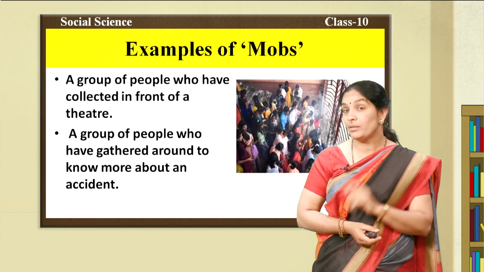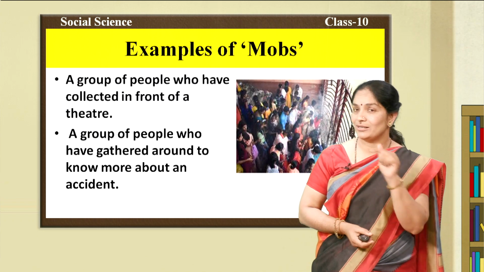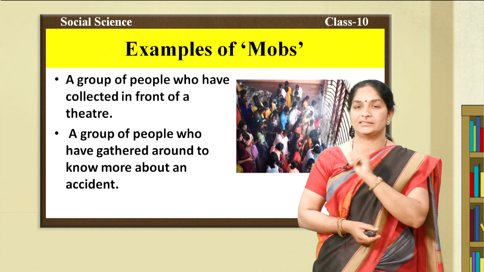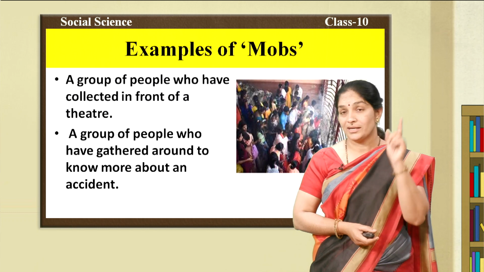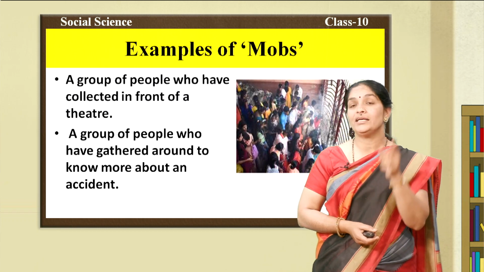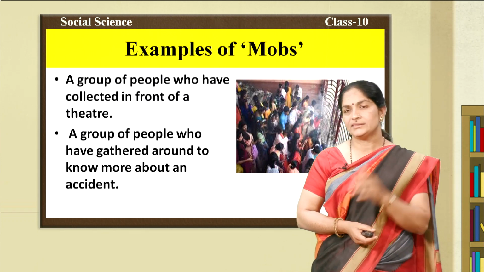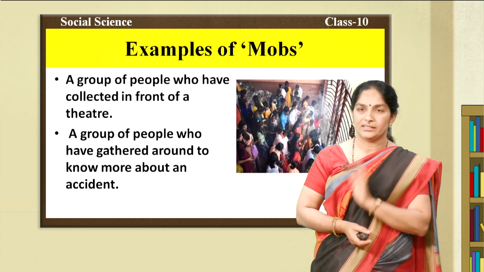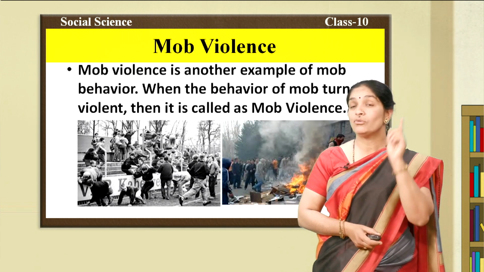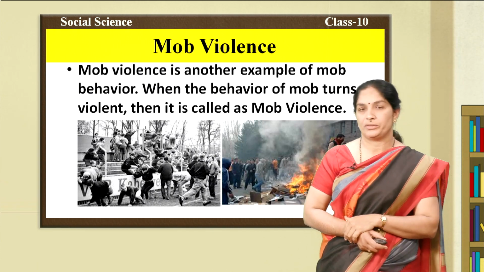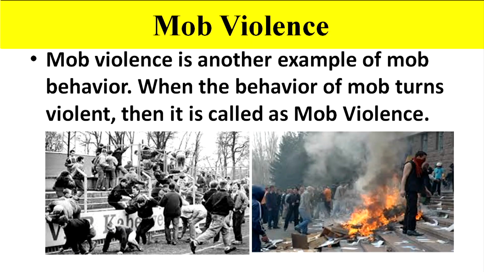But it is not a planned one, but there is a crowd. So, this is an example of mob. Mob is a gathering without any goal. It is a temporary gathering. Sometimes there is violence in the mob. Mob violence is another example of mob behavior. When the behavior of mob turns violent, then it is called mob violence.